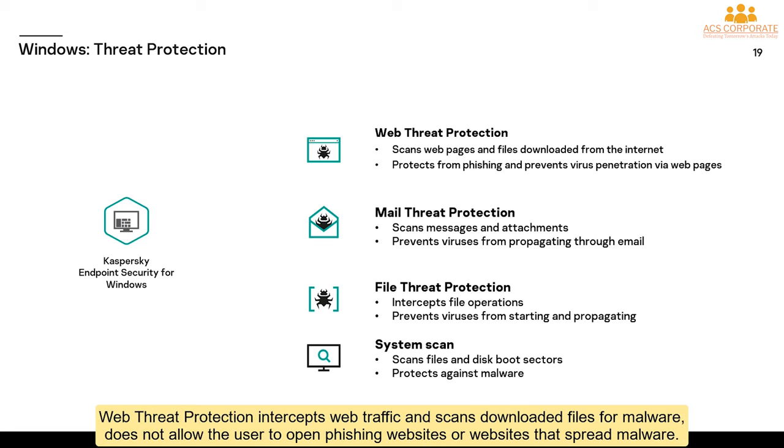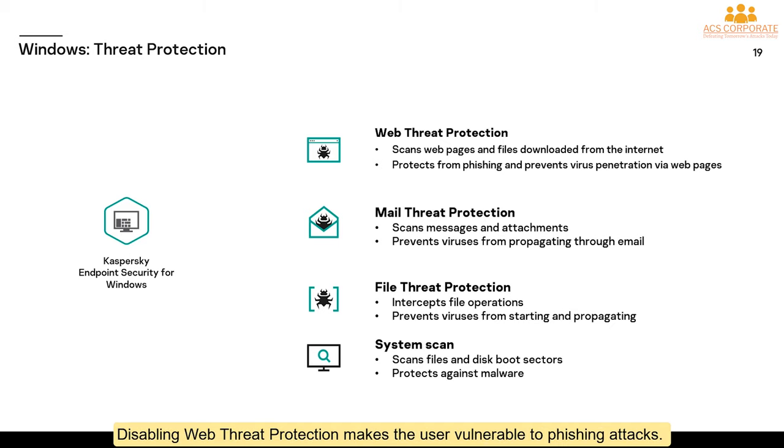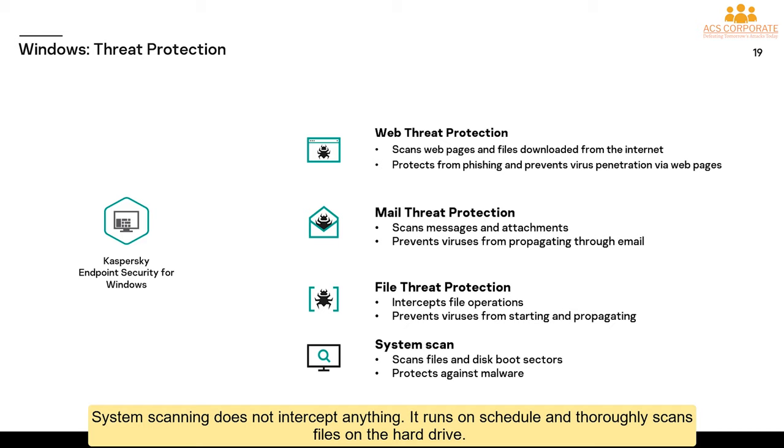Web threat protection intercepts web traffic and scans downloaded files for malware. It does not allow the user to open phishing websites or websites that spread malware. Disabling web threat protection makes the user vulnerable to phishing attacks. System scanning does not intercept anything. It runs on schedule and thoroughly scans files on the hard drive.